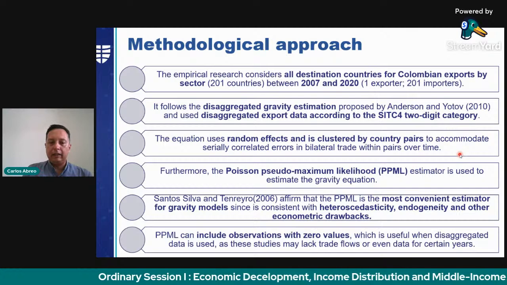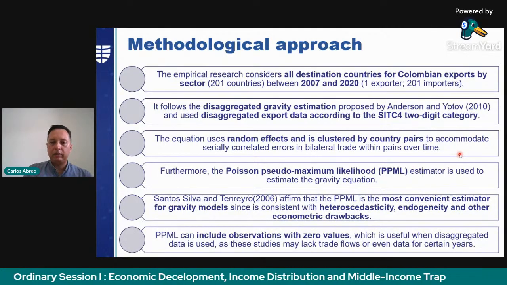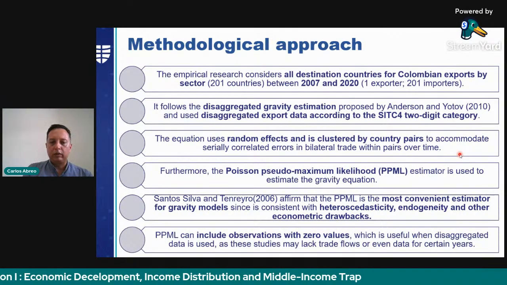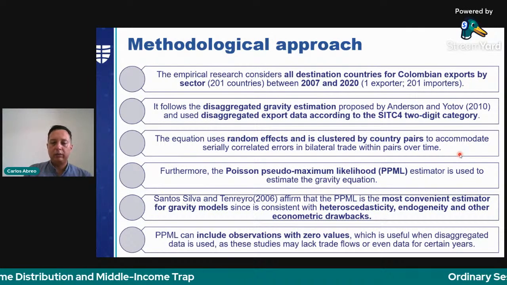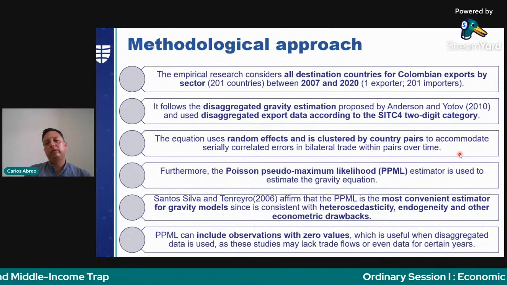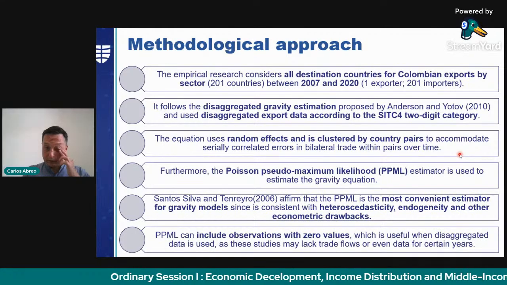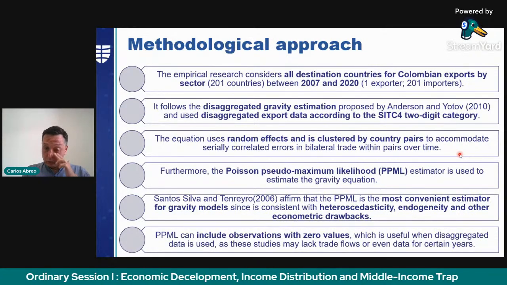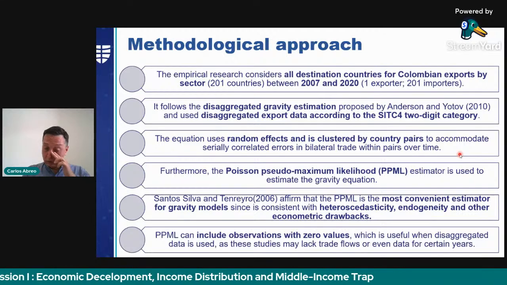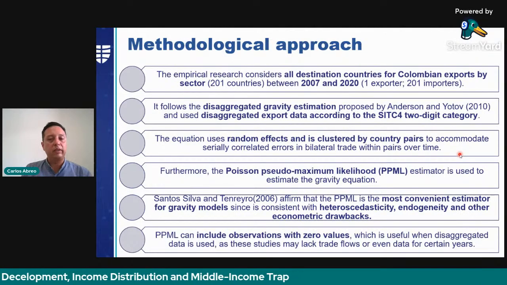And finally, the PPML estimator is very important because this estimator can include observations with zero values, which is very, very useful when you work with disaggregated data, because in this type of study, it usually might lack trade flows or even data for some years.